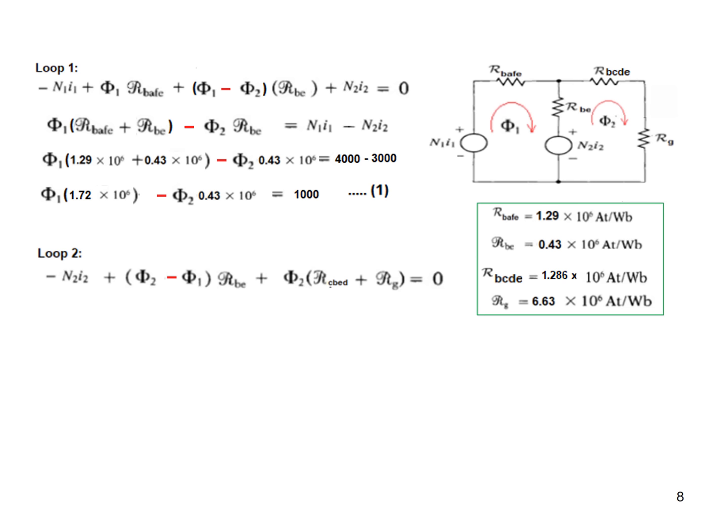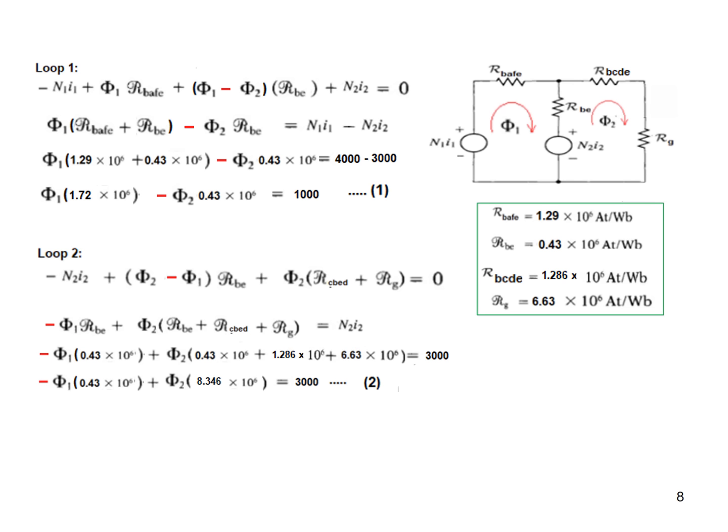And similarly, now we write the loop equation for 2. We start from here again. So minus N2I2 plus, now since we are in the second loop, so we'll write phi2 minus phi1 into RB. So phi2 minus phi1 into RB, and then phi2 multiplied by these two. So RBCD and RG equals 0. Here also we rearrange, plugging in the values, arranging all the phi1 and phi2 terms. So this is our second equation.